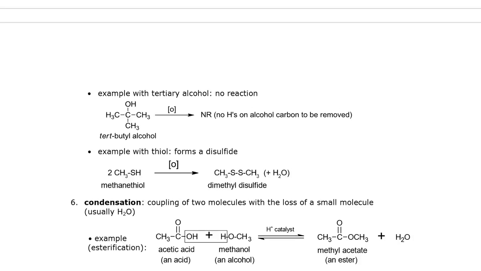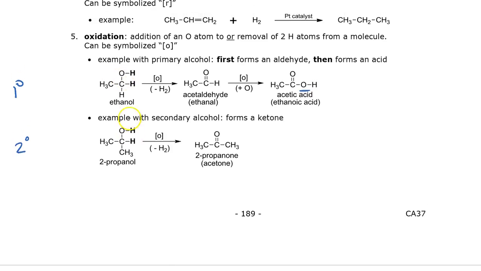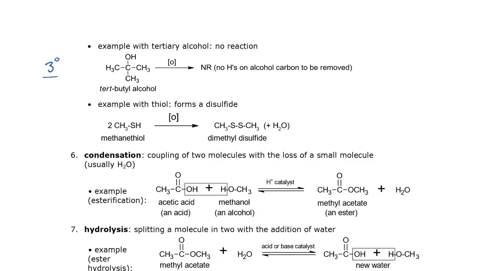And if you try this with a tertiary alcohol, symbolized like this, the carbon that's attached to the OH is also attached to 3 other carbons. So that's 3, tertiary. And you can see the difference. In the primary and the secondary case, you can form a double bond between the carbon and oxygen because you can remove these 2 hydrogens. In the tertiary case, there's not a hydrogen on this carbon to be removed, and so it just doesn't work.